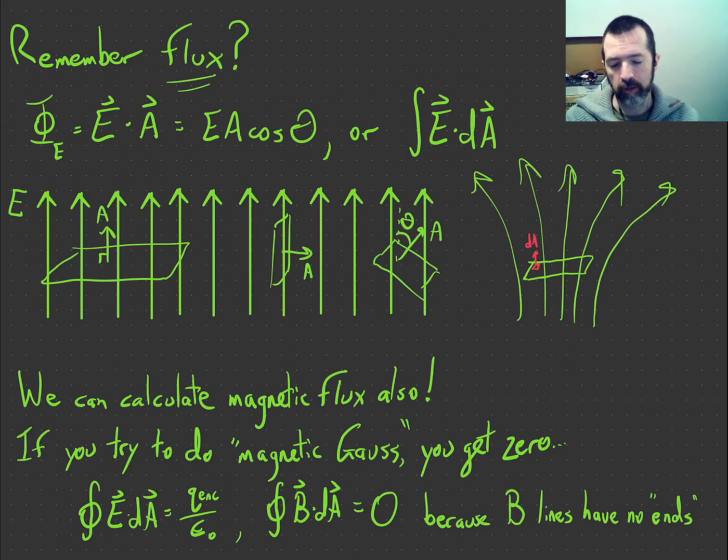The only way that you could have a line go in that doesn't come back out again is if there were something equivalent to a negatively charged particle with electricity. If I put a negatively charged particle inside the surface, I can have a line that goes in and never comes out. But there's no equivalent object with magnetism.